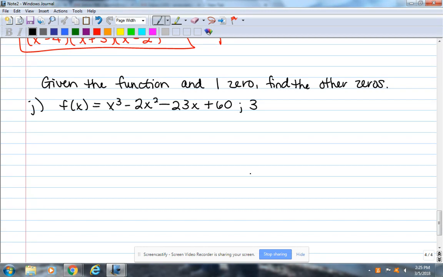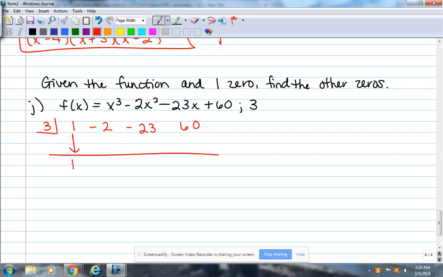Okay? So if they give it to you like this and it's not a binomial, it's just a number, that's your corner number. So it's actually saving you a step. So there's your corner number. So what goes across the top row? 1, negative 2, negative 23, and then 60. Skip a line, draw a line. Bring down your 1.